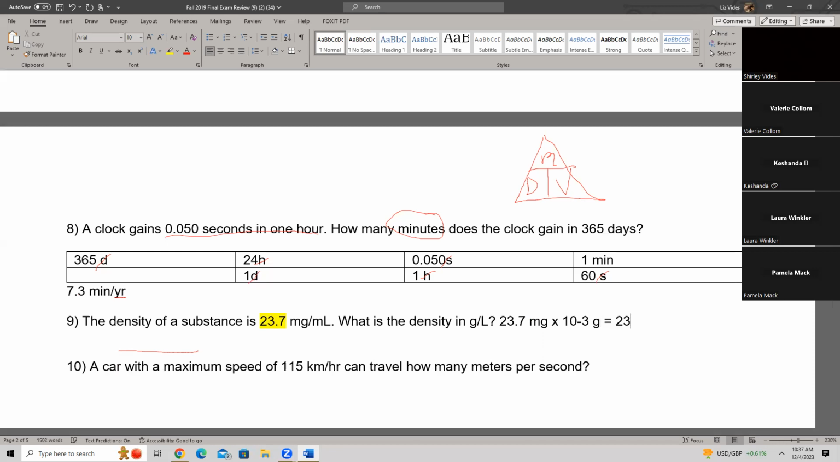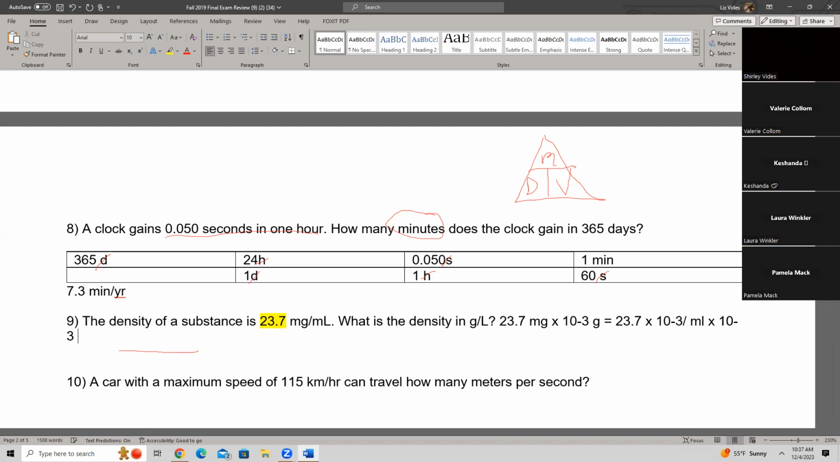So it would be 23.7 times 10 to the negative 3. And that's on the top, right? The bottom would look like this, divided by 23.7 again, right? And that would be milliliters. Well, 23.7 is already there, so milliliters would be on the top. And then divided by, that would be what? Or actually multiplied by 10 to the negative 3 again. And that would be liters.